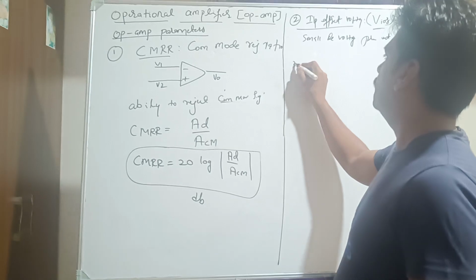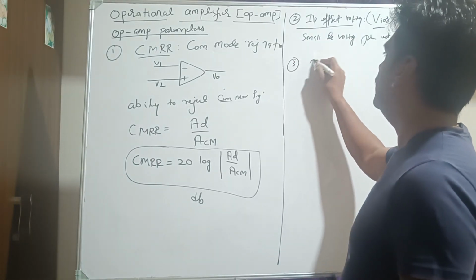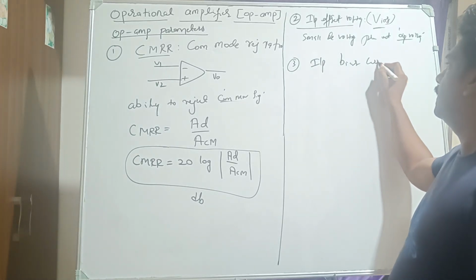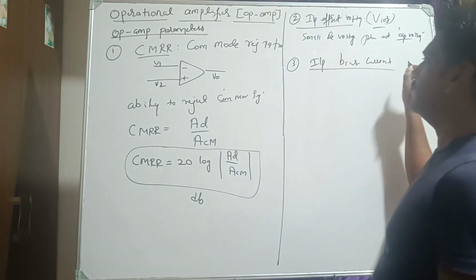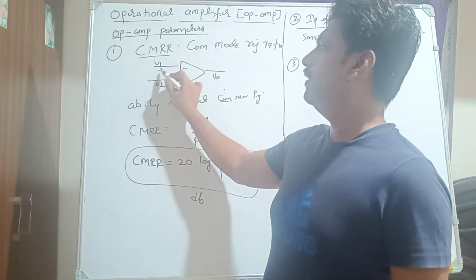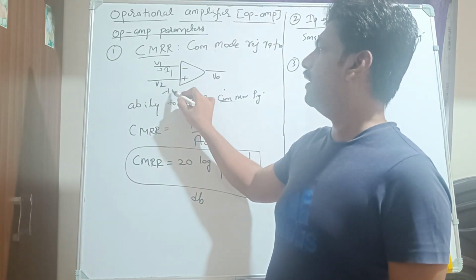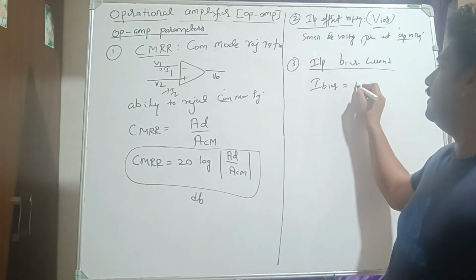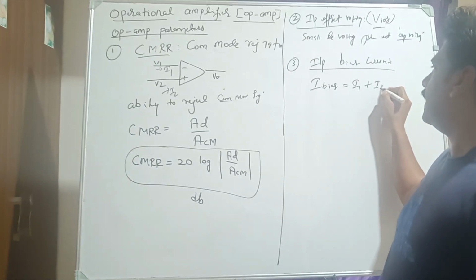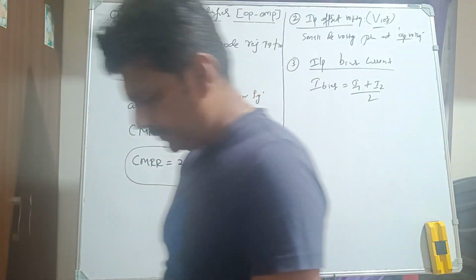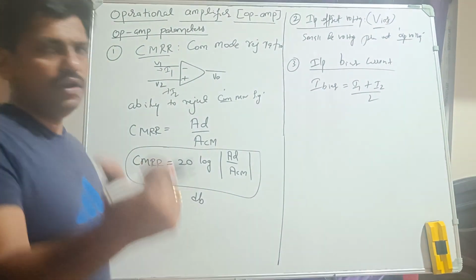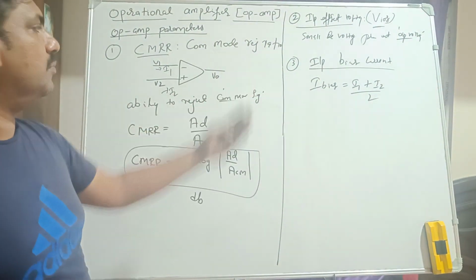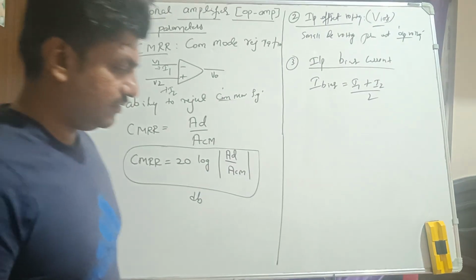Then the third one. What is the third one? I can write it as input bias current. What is it? I will take the help of this diagram. The current I1 is here, I2 is here. So we write the bias current as I bias equals I1 plus I2 divided by 2. So this is the formula. I can speak about the golden rules of the op-amp regarding the current later. So the input bias current of the op-amp is like this, right?